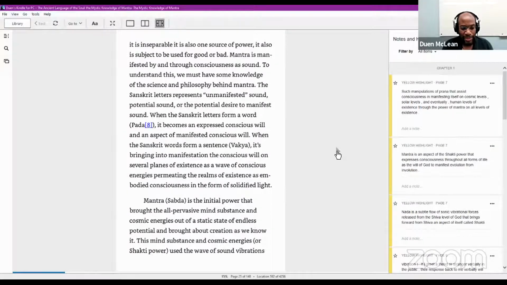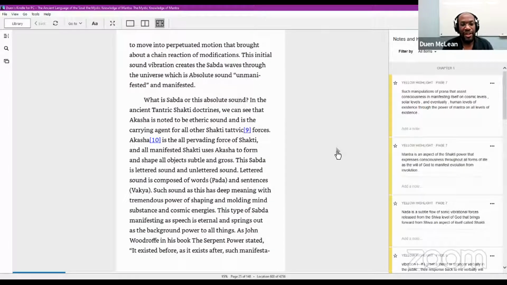This mind substance and cosmic energies, or Shakti power, used the wave of sound vibrations to move into perpetual motion that brought about a chain reaction of modifications. This initial sound vibration creates the sabda waves through the universe, which is absolute sound, unmanifested and manifested. What is sabda, or this absolute sound?